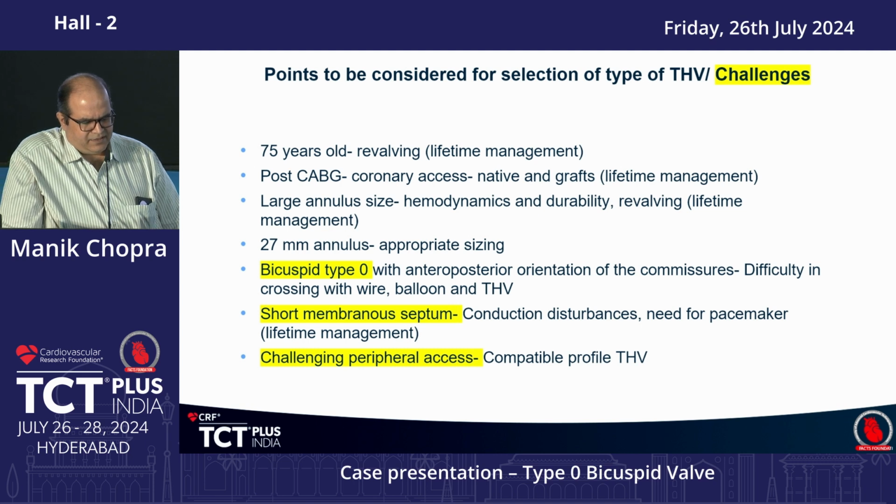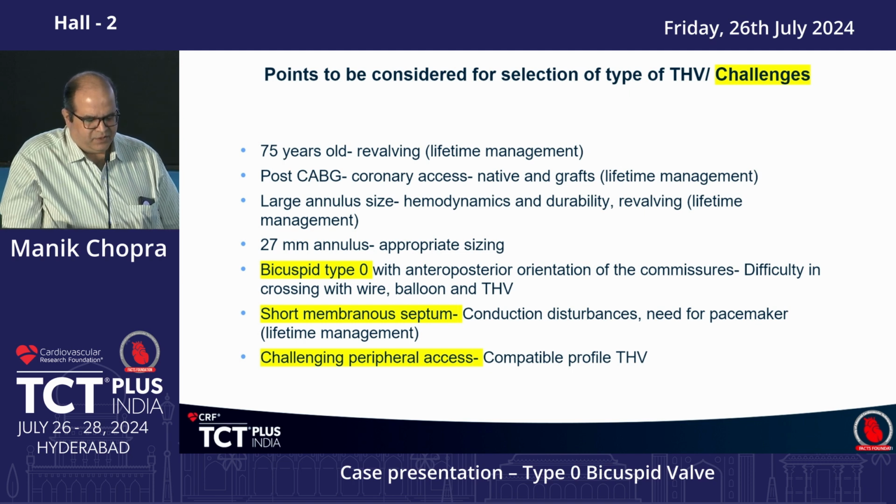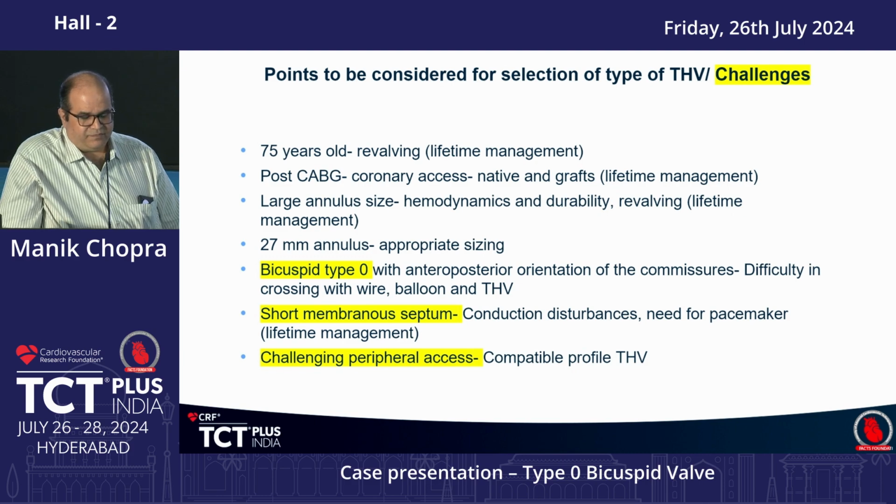Regarding the anatomical challenges, I would say it's bicuspid type 0, short membranous septum, and challenging access, which would need some decisions during procedural planning and execution. Thank you.